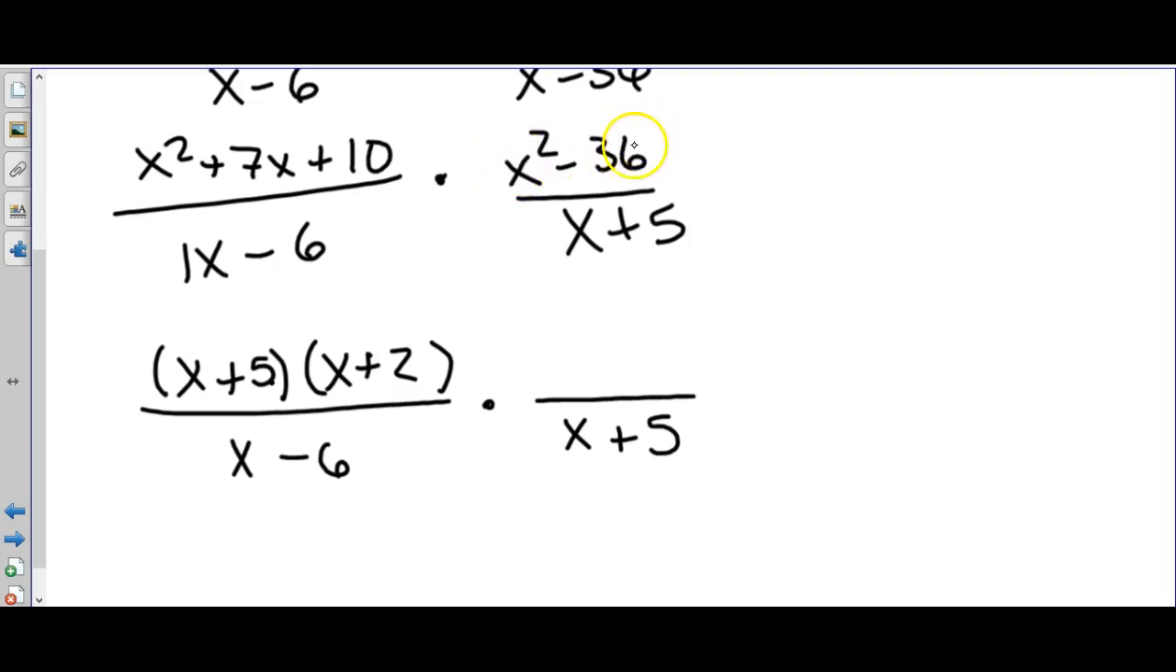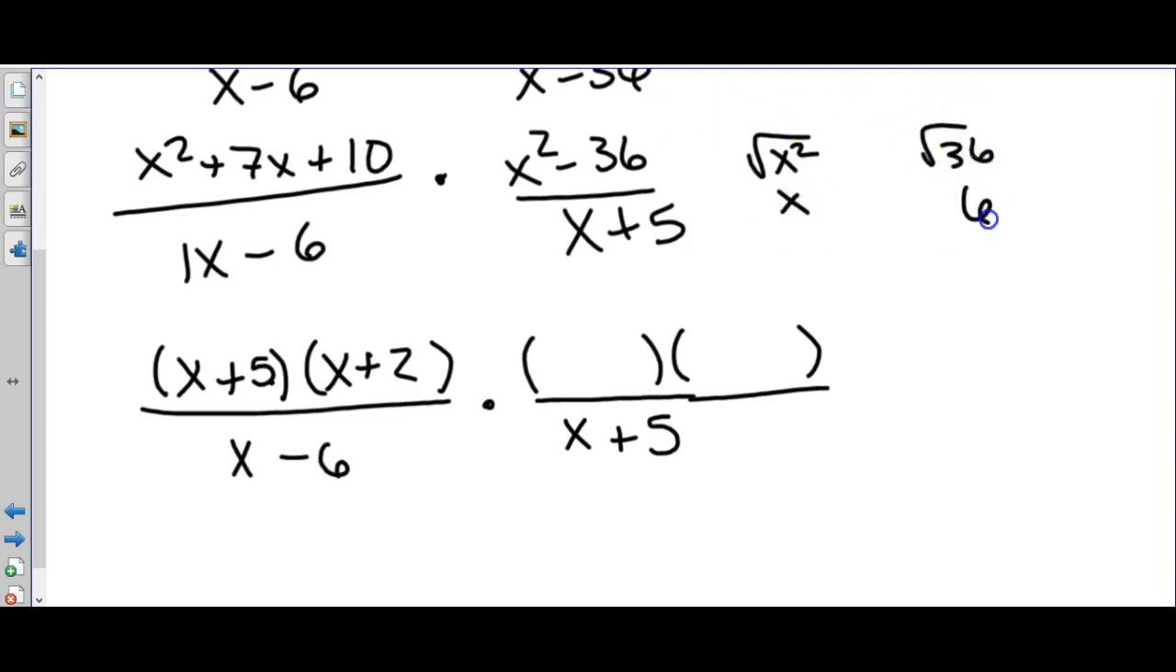X squared minus 36 is that difference of squares. There's a subtraction sign. They are perfect squares. So square root of x squared is just x. Square root of 36 is just 6. And we always have one positive sign, one negative sign. So x plus 6, x minus 6.